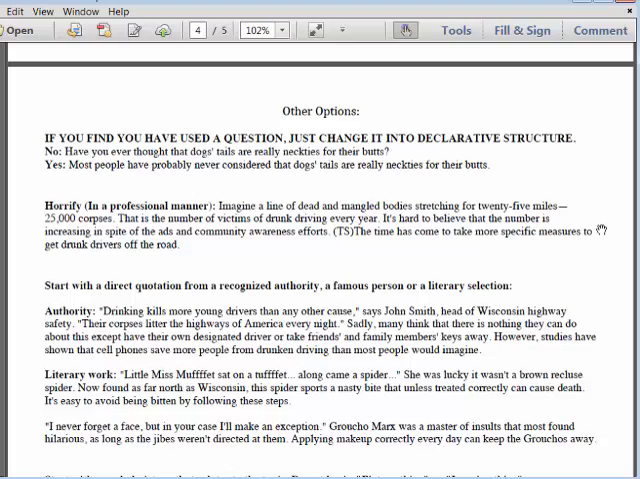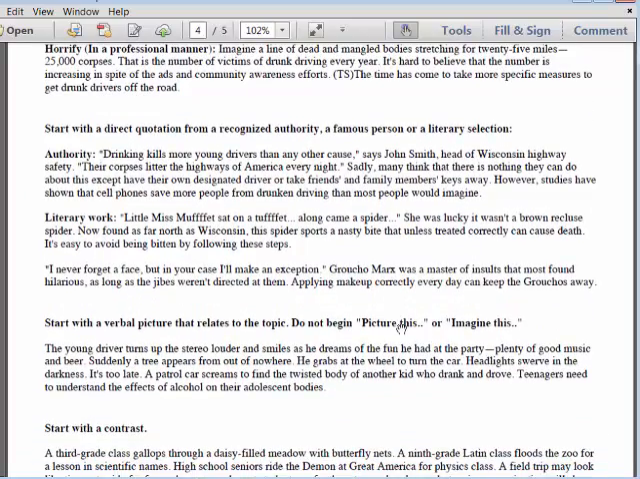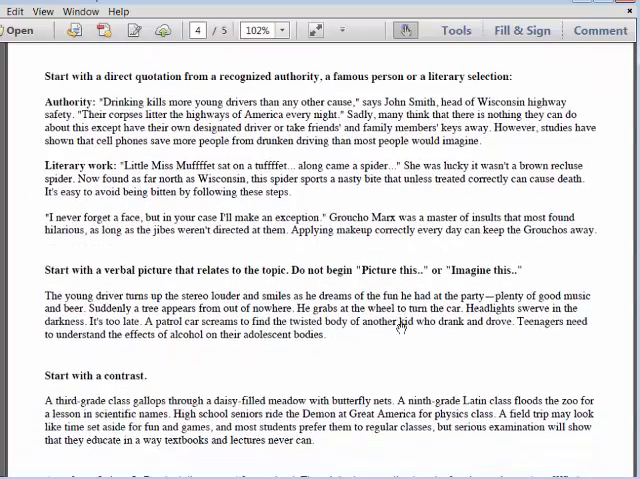You could start with a direct quotation from a recognized authority, a famous person, or a literary selection, which again would lend ethos and credibility to your argument. So, authority. Drinking kills more young drivers than any other cause, says John Smith, head of Wisconsin Highway Safety. Their corpses litter the highways of America every night. Sadly, many think that there's nothing they can do about this except have their own designated driver or take friends and family members' keys away. However, studies have shown that cell phones save more people from drunken driving than most people would imagine.